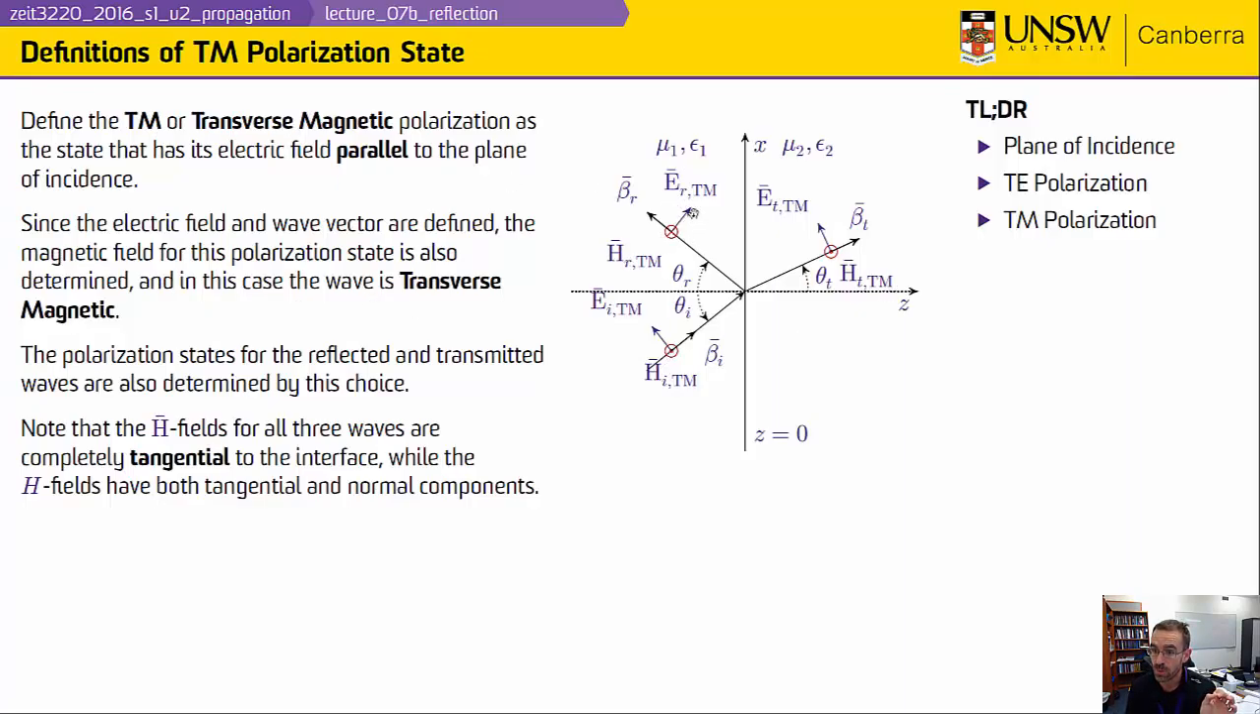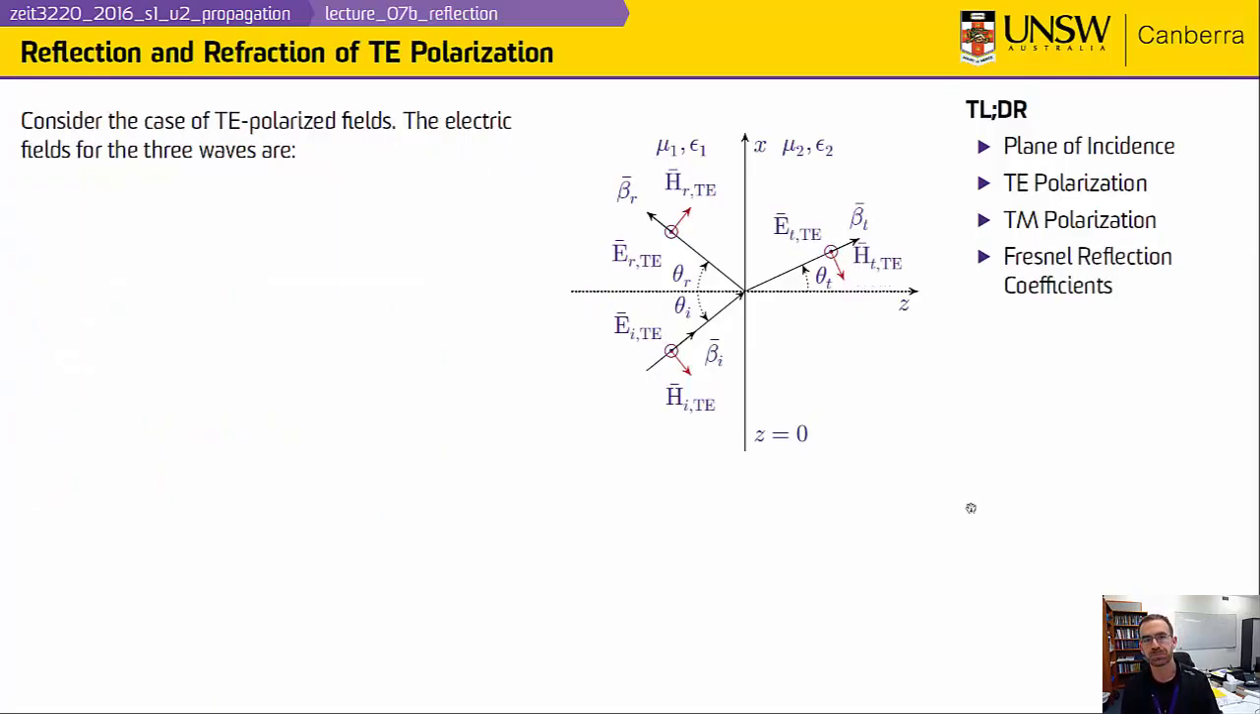It's got a component parallel to the interface. I'll draw that. It's got a component parallel to the interface, and it has a component perpendicular to the interface. And we're going to need to take that into account when we're applying the boundary conditions.